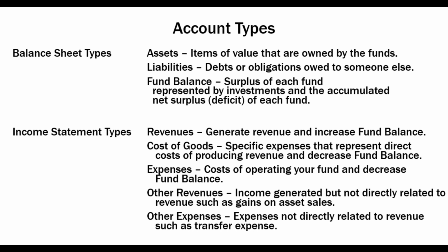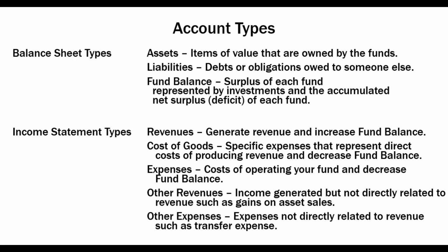Each one of the income statement account types is represented on the balance sheet through a fund balance account. And the revenues and other revenue will increase fund balance. Cost of goods, expenses, and other expenses will decrease fund balance.